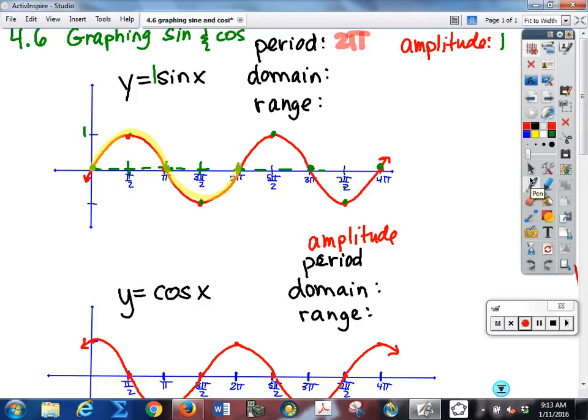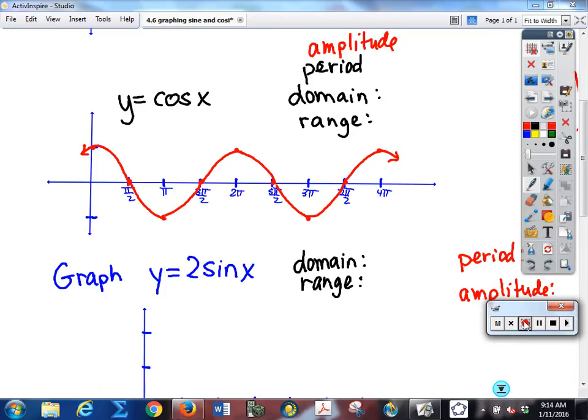And the domain, how far right and left does sine go? How far to the right? Infinity. How far to the left? Can I take the sine of negative angles, like the sine of -pi/2? Yeah. So it goes all the way right and left, so the domain is all real numbers. And the range is the y values. How far up and down does this one go? Lowest is -1, highest is 1.